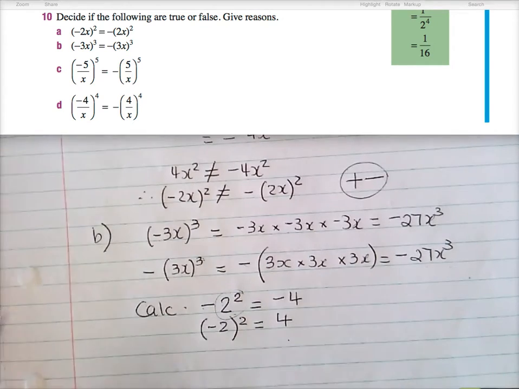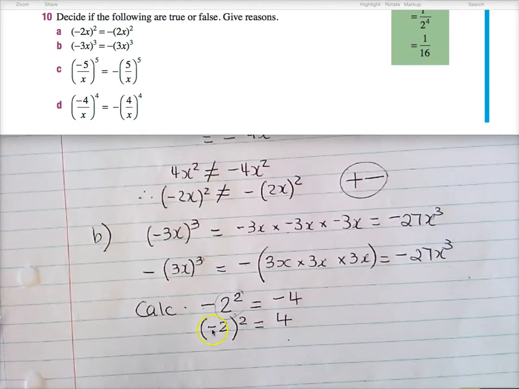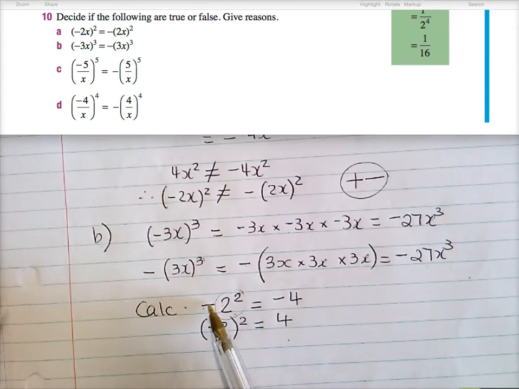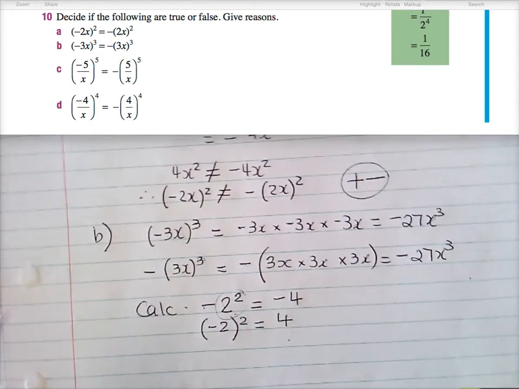So it's really important when working with negatives on your calculator that you put them in brackets if you want them squared. Otherwise, it'll just square the 2 and the answer is -4.